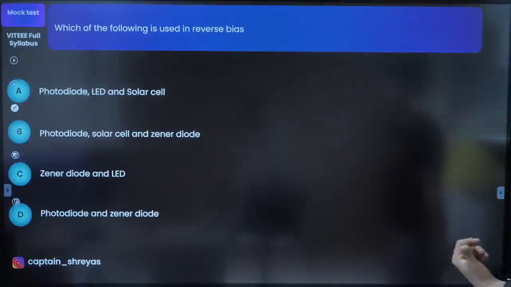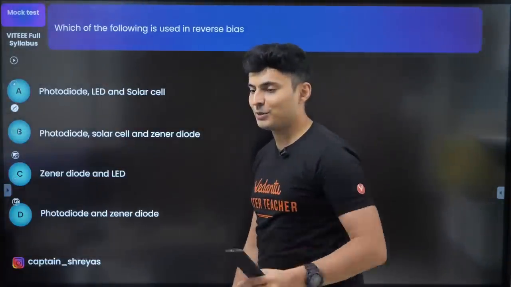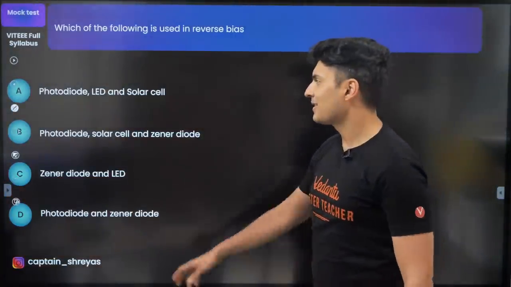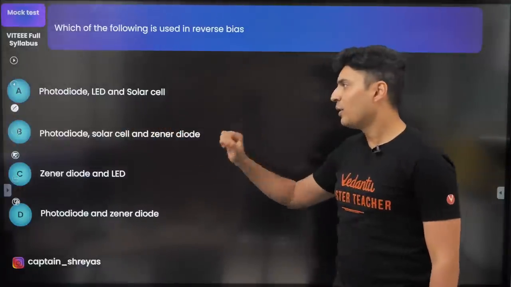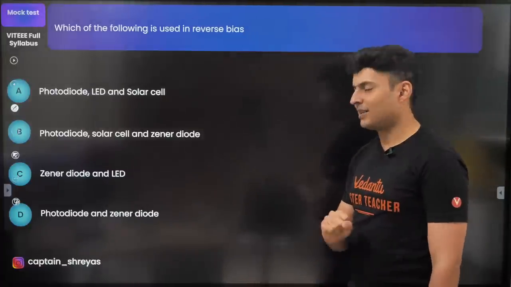Okay, moving on to the next one. Which of the following is used in reverse bias? Straight away, direct question. How many of you can get this? Photodiode, LED, solar cell. Photodiode, solar cell, Zener diode. Zener diode and LED. Photodiode and Zener diode.